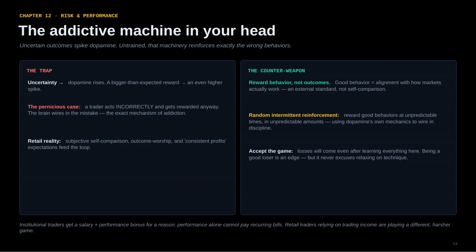Use random intermittent reinforcement. Reward good behaviors at unpredictable times, in unpredictable magnitudes, so dopamine wires in discipline instead of recklessness. Accept losses as part of a stochastic game. Being a good loser is an edge. And note why hedge funds pay a salary plus bonus. Performance alone can't pay recurring bills. Trading income is for long-term wealth, not this month's rent.